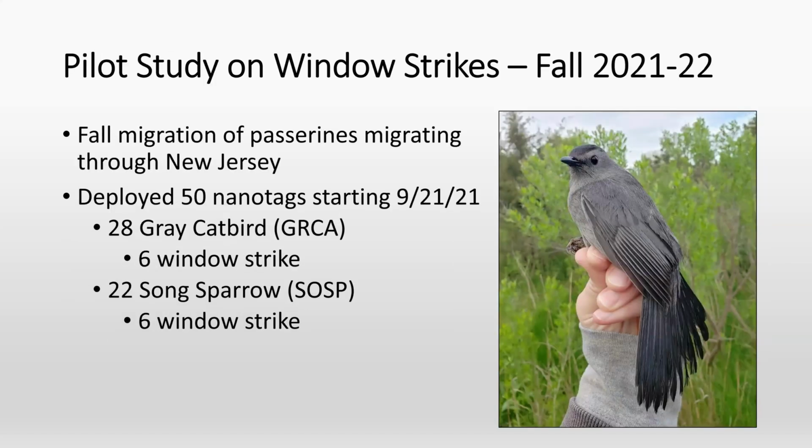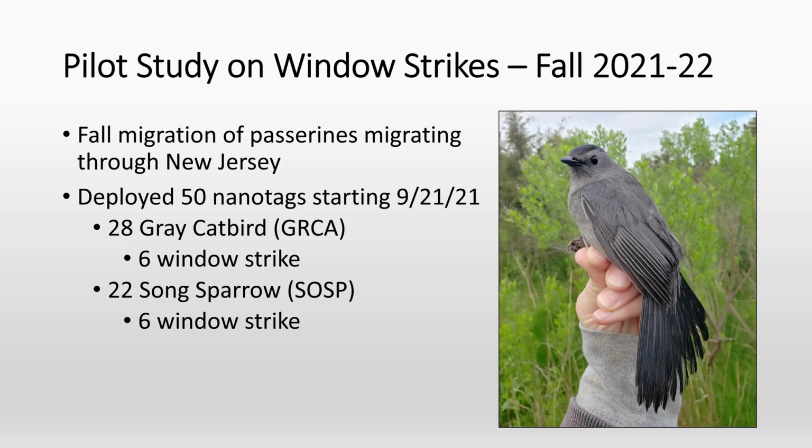So just to quickly summarize, if you were here last year, what I presented last year, just as background, I did a pilot study deploying 50 nanotags on just catbirds and song sparrows over the course of 2 years. The first year, it was maybe 15 tags. I just wanted to see that this would even work. And then 2 years ago, I put more.